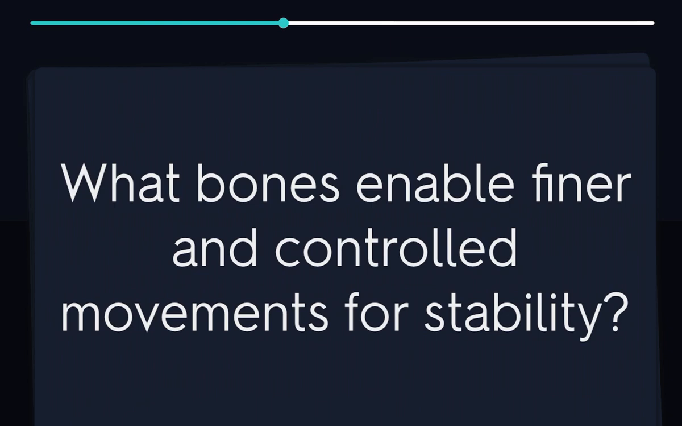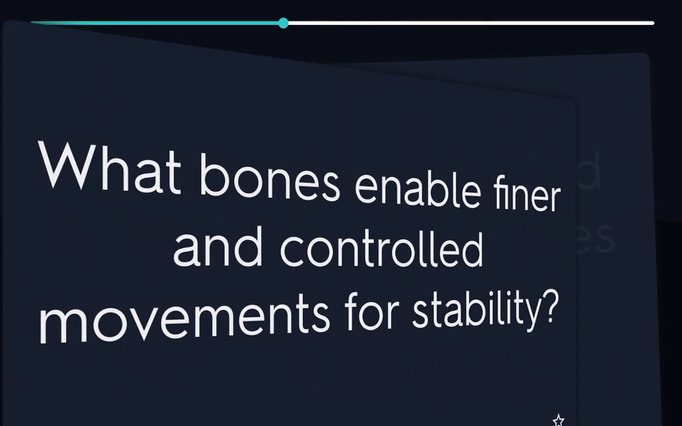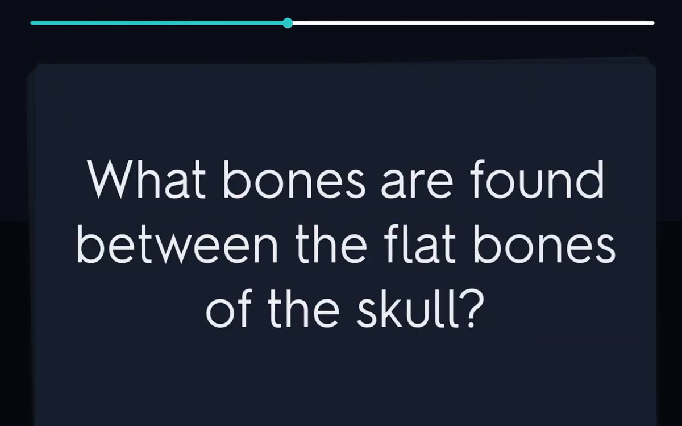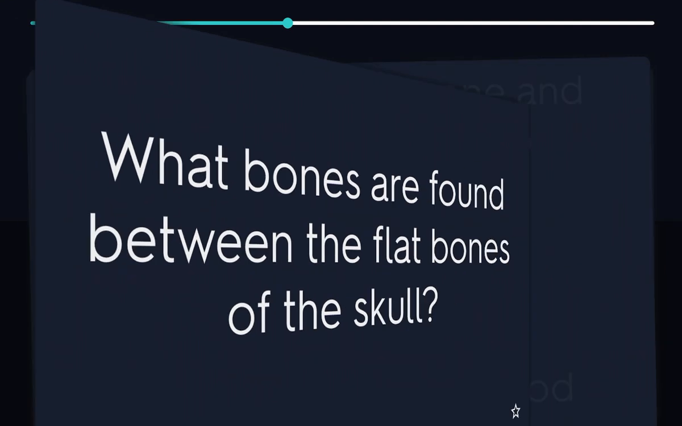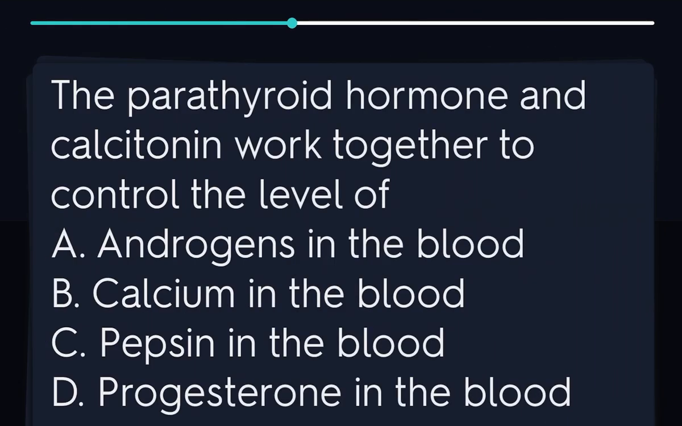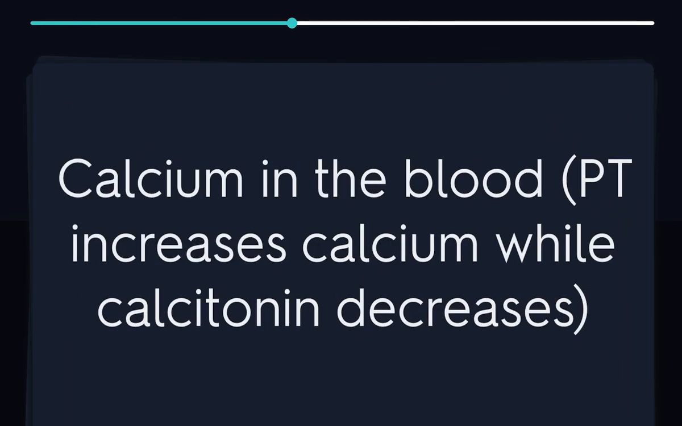What bones enable finer and controlled movements for stability? Short bones. What bones are found between the flat bones of the skull? Suture, also known as wormian bones. The parathyroid hormone and calcitonin work together to control the level of A. androgens in the blood, B. calcium in the blood, C. pepsin in the blood, D. progesterone in the blood. Calcium in the blood.